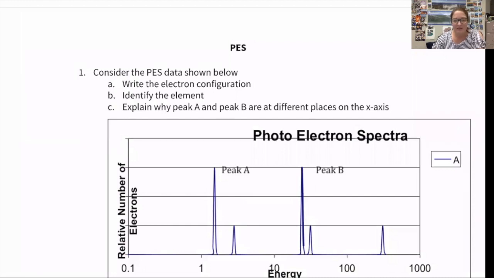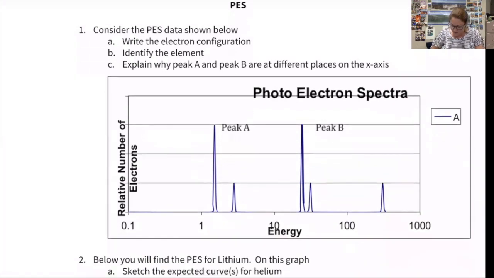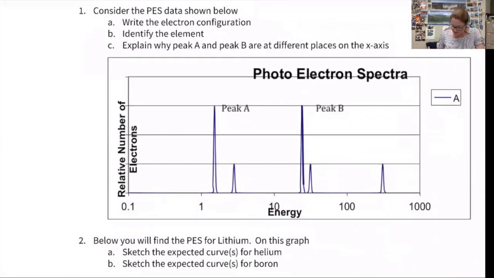PES is photoelectron spectroscopy. So you're given a spectrum that has energy on one axis and the relative number of electrons on the other. One thing you need to be careful of, and this can change depending on the source you're looking at, is which direction the energy axis goes. A lot of AP exams have it going from high to low. Some graphs you'll see have it going from low to high.